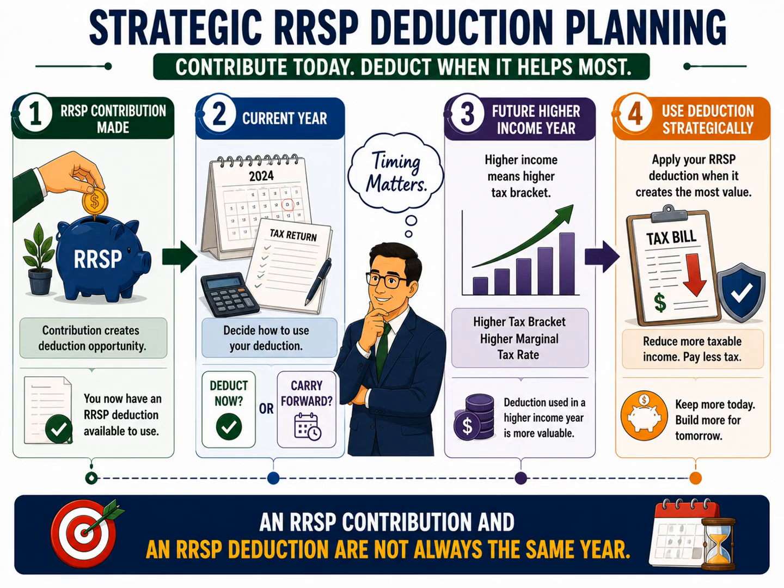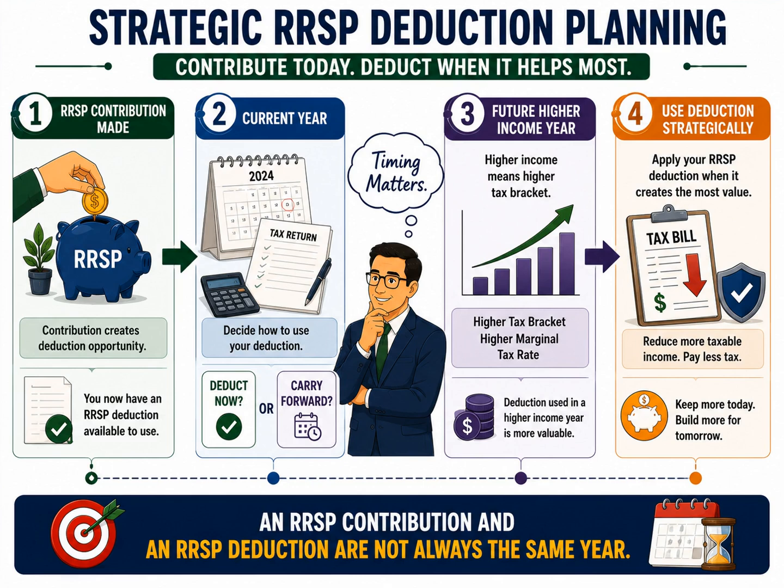Now let's move to step 3, a future higher income year. Suppose the advisor expects the client's income to increase significantly in the future. Perhaps the business is growing. Perhaps compensation will increase. Perhaps a major transaction is expected. As income rises, the client may move into a higher marginal tax bracket.